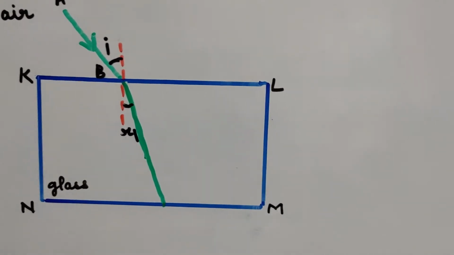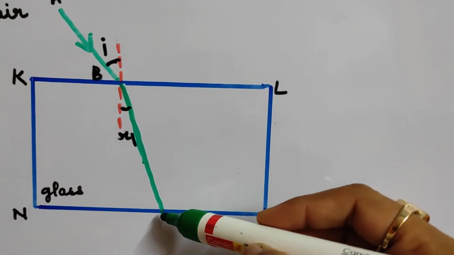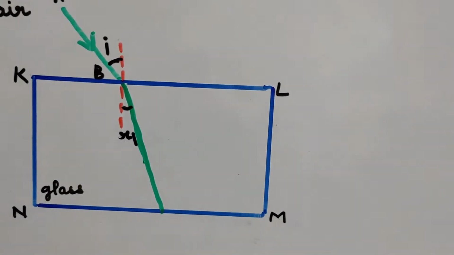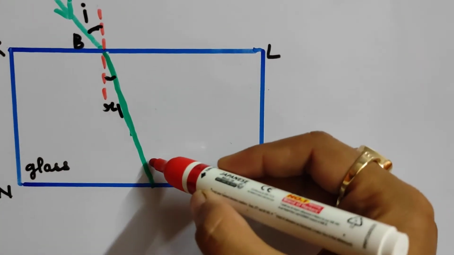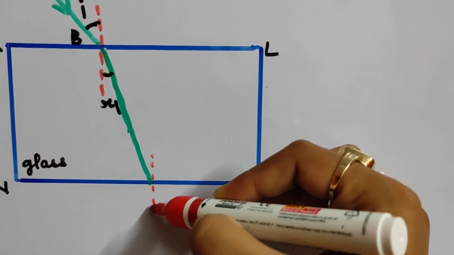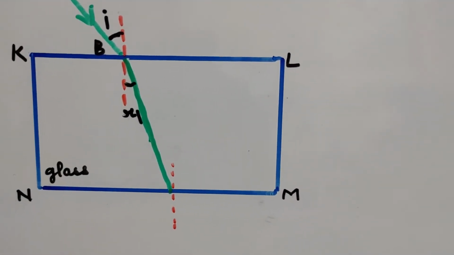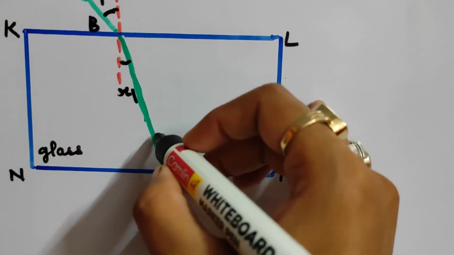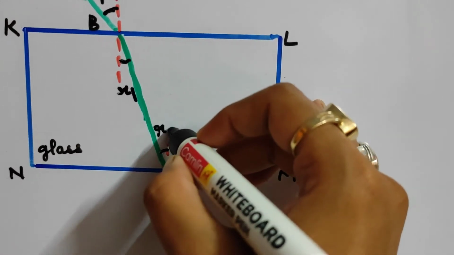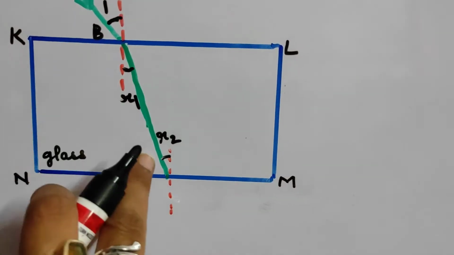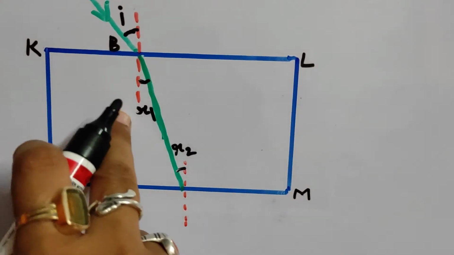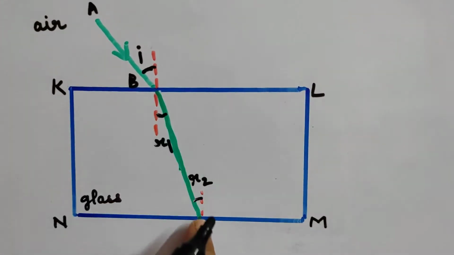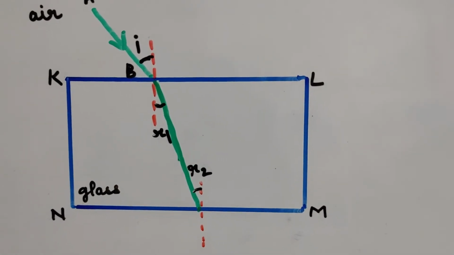Now, again after refraction, it again strikes the surface of this glass at plane MN. Again we will draw a normal at this plane, a line perpendicular to this plane. Fine. Now the angle which it makes with the normal is again written as R2. Fine. These two angles R1 and R2, as you can see, appear to be equal to each other. They are actually equal to each other because these two are alternate angles.